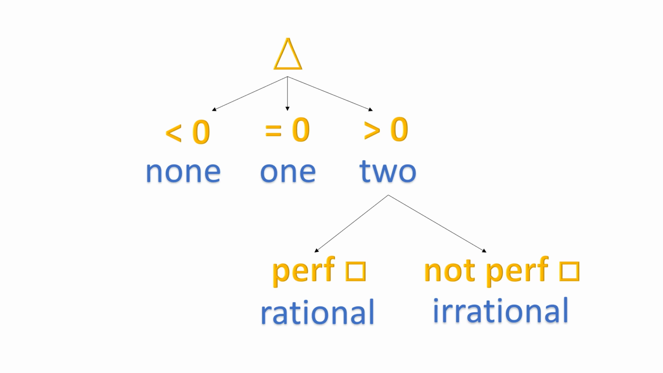So let's just add that to our diagram. So our discriminant, less than 0, no solutions. Equal to 0, 1 solution. Greater than 0, 2 solutions. And then if it is a perfect square, those solutions will be rational. Remember, rational numbers can be written as fractions. And if it's not a perfect square, then they will be irrational. They'll be surds.